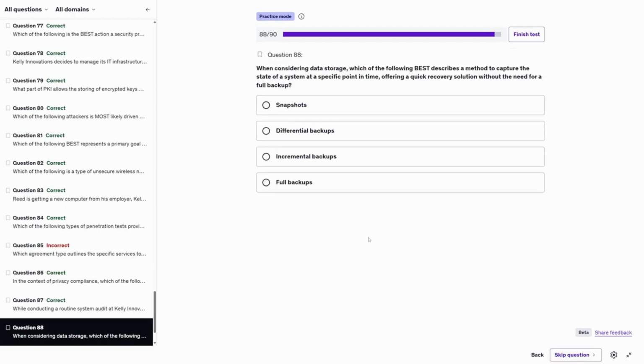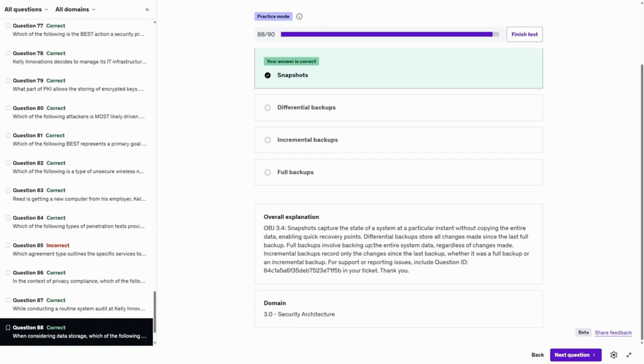When considering data storage, which of the following best describes a method to capture the state of a system at a specific point in time, offering a quick recovery solution without the need for a full backup? And this answer is snapshots. Snapshots capture the state of a system at a particular instant without copying the entire data, enabling quick recovery points. I'll leave up the other incorrect answers if you guys want to read those.